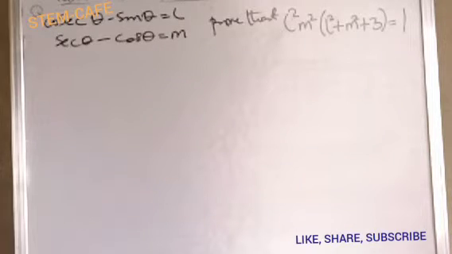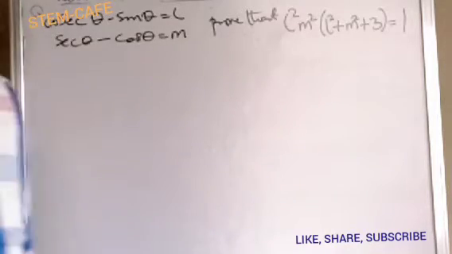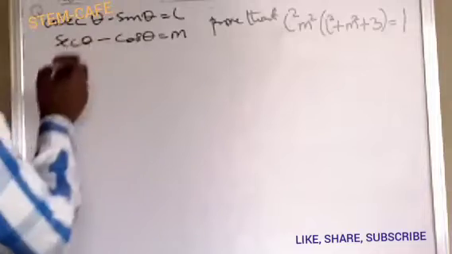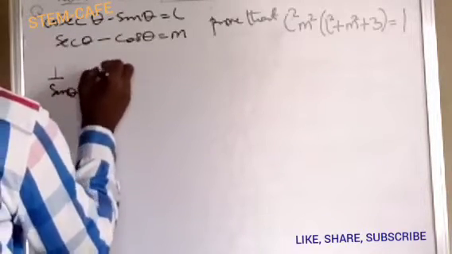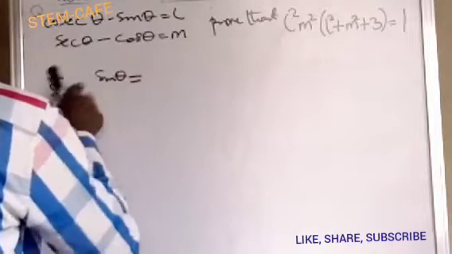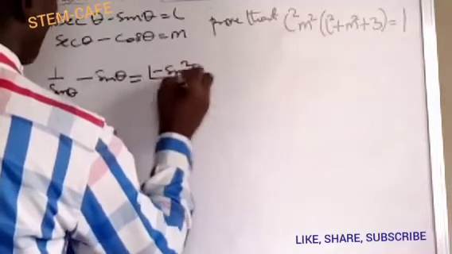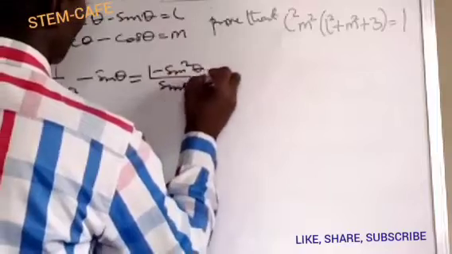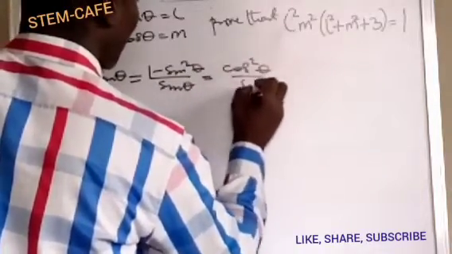Cosec theta minus sin theta equals l. Sec theta minus cos theta equals m. Prove that l squared m squared (l squared plus m squared plus 3) equals 1. Let's start. 1 over sin theta minus sin theta equals 1 minus sin squared theta over sin theta, which equals cos squared theta over sin theta.